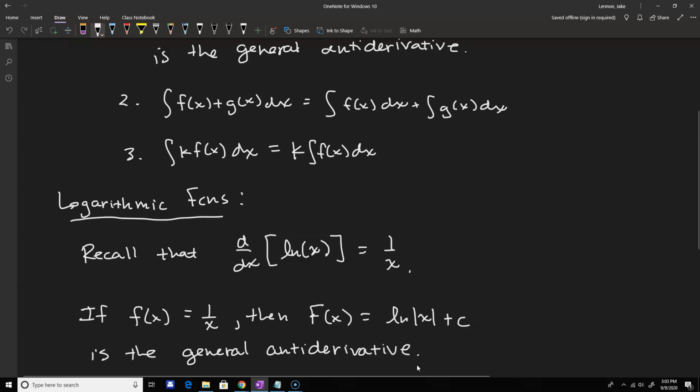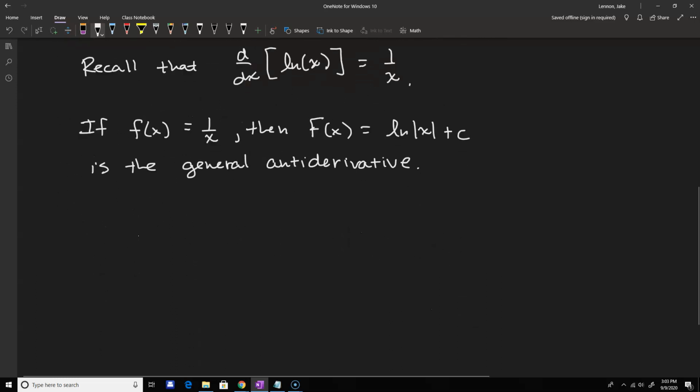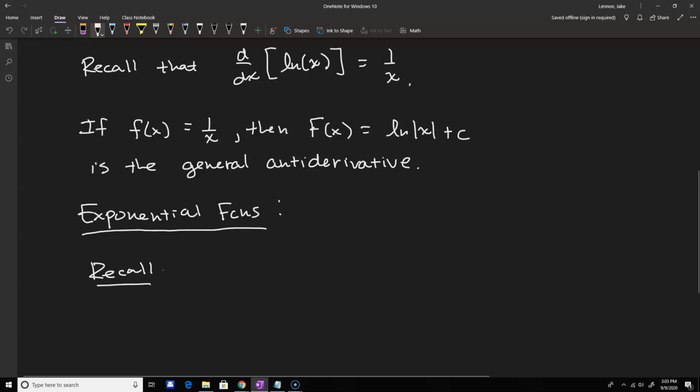So the other class of functions we really care about are the exponential functions. And again, what we're going to do is we're going to look at the derivative rules and just try to reverse the process. So exponential functions. So let's think about the derivative rules first. So recall we had two derivative rules.